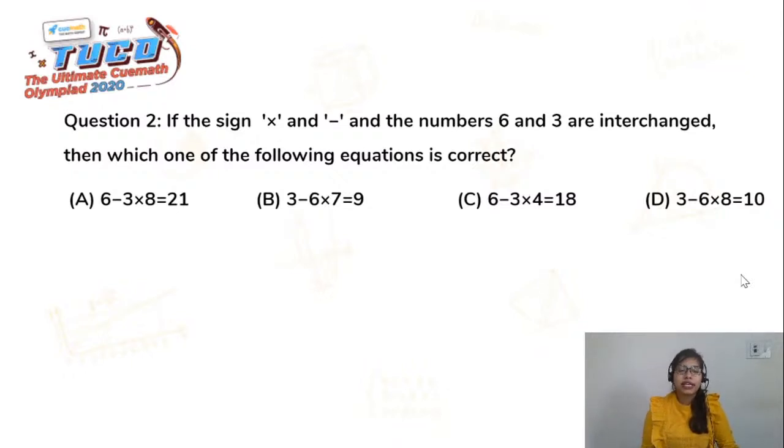So what do you have to exactly check in this? If the sign, multiplication and subtraction and the numbers 6 and 3 are interchanged, then which of the following equations are correct? Okay, let me just give you a quick time on working out in this.